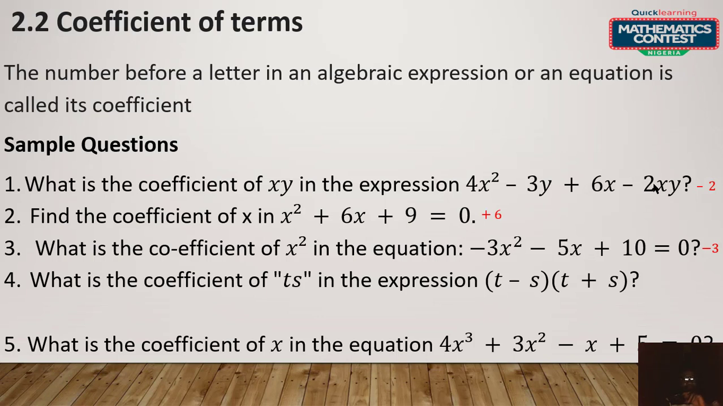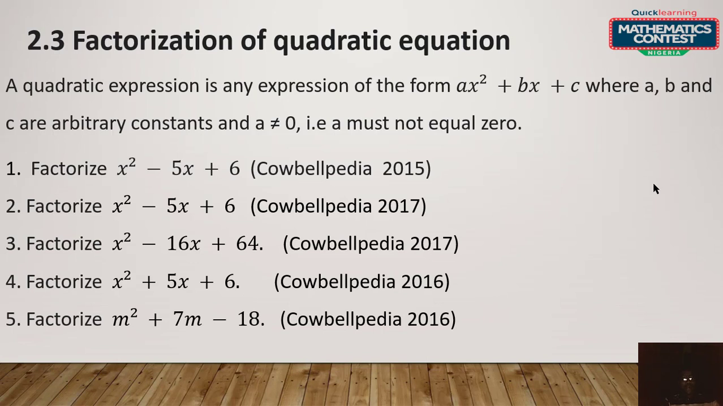In this case, you have to expand this. Now, when you see t minus x, then you see t plus x, what comes to our mind is difference of two squares. So when we use difference of two squares, we have t squared minus x squared. It means we actually do not have a term where we have tx here. So the coefficient of tx is 0. And the last one, the coefficient of x in this expression is minus 1. So that's that about coefficients.